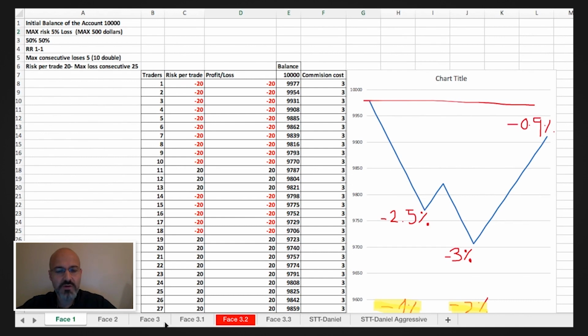So we start from phase 1 to phase 3. Then in phase 3 we go to phase 3.1, 3.2 and 3.3. And then we've got a final stage of STT Daniel and STT Daniel aggressive. This account is an initial account of $10,000.